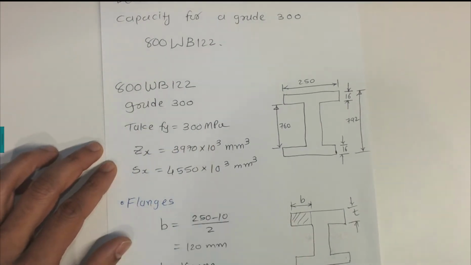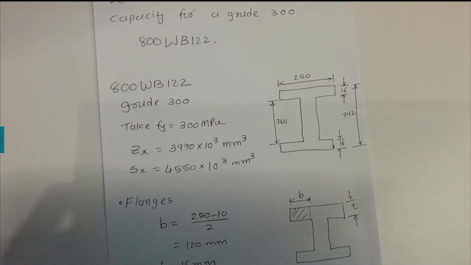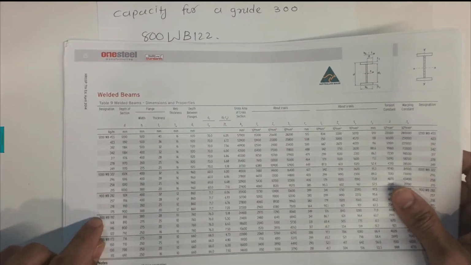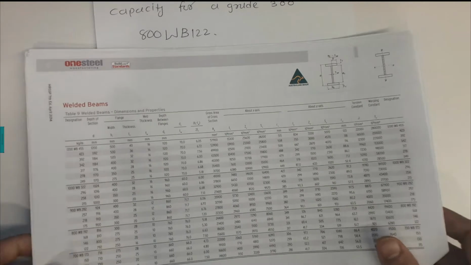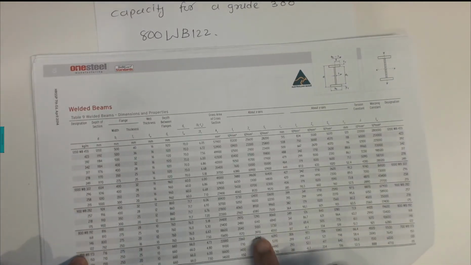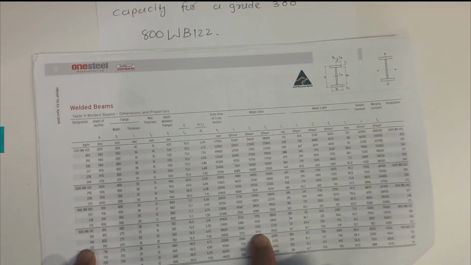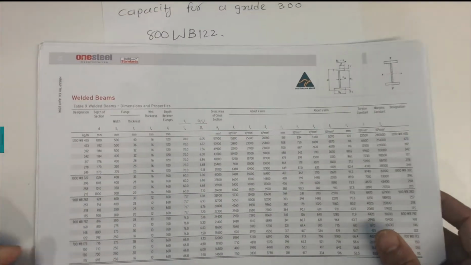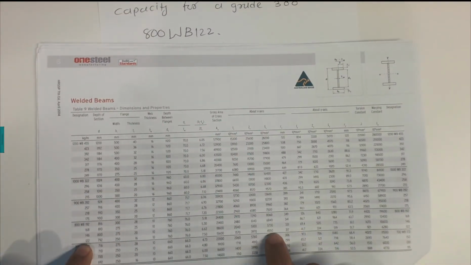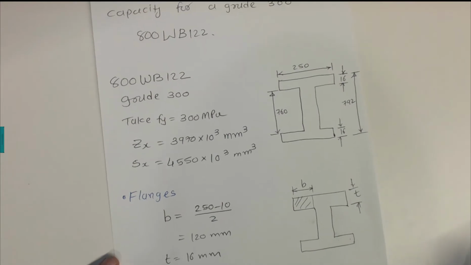For the Zx value, on page number 10, for the 800 WB 122, we can find the Zx value, which is 3970 times 10 to the power 3. So that is the Zx value, the section modulus. And then the Sx value, next to this one, is 4550 times 10 to the power 3. So that information is extracted from the OneSteel tables.